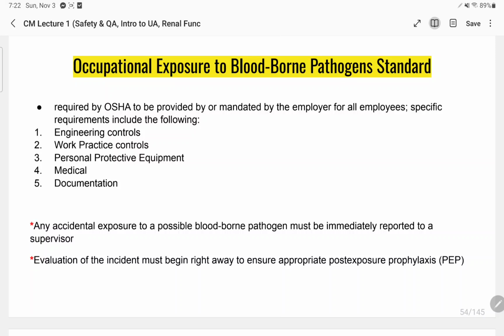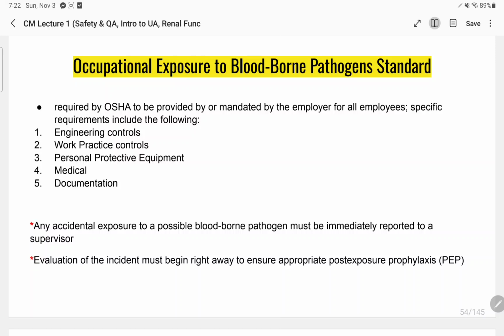What are these standards? We have engineering controls, work practice controls, the use of PPE, annual medical physical exams, and documentation of every step, especially when there are breaches of these standards. Any accidental exposure to a possible bloodborne pathogen must be immediately reported to a supervisor.